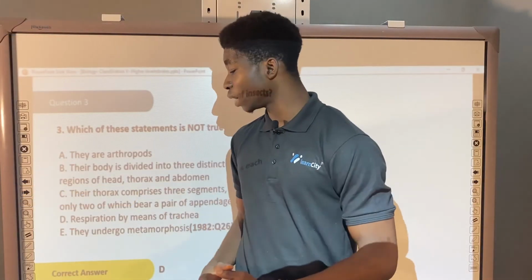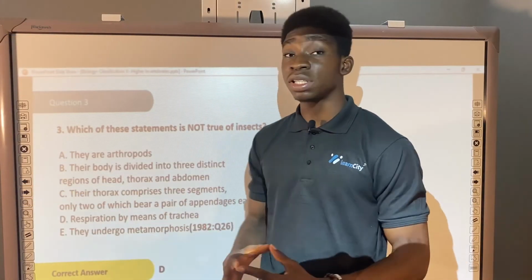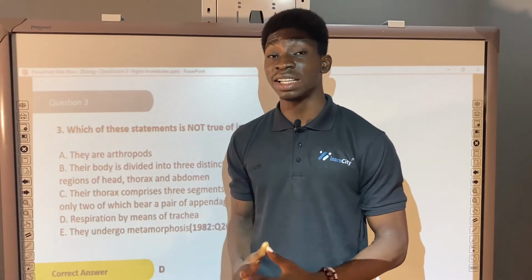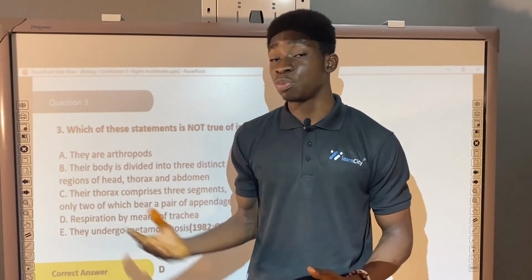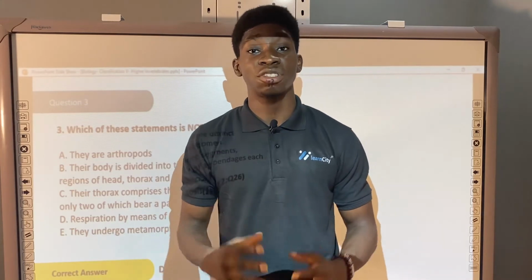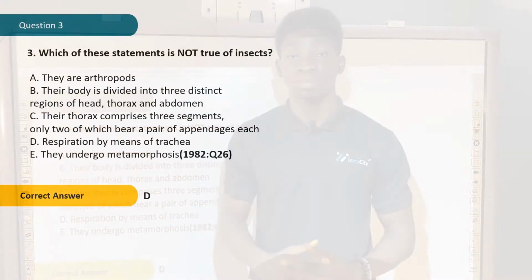Tracheae. That's different from trachea. And they undergo metamorphosis. That's also correct. So the correct answer is D. The respiration by means of trachea. Insects respire by means of tracheae.